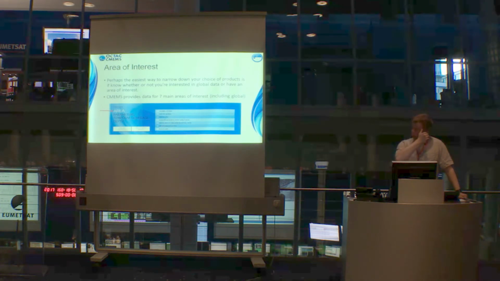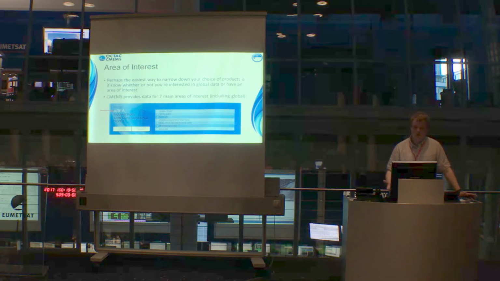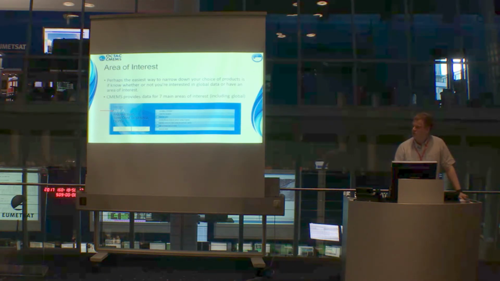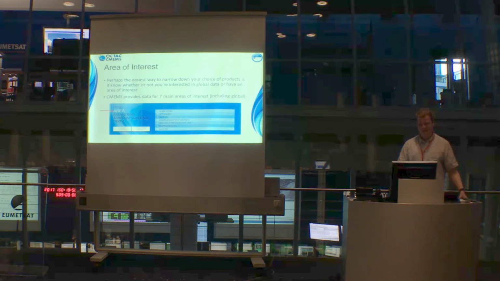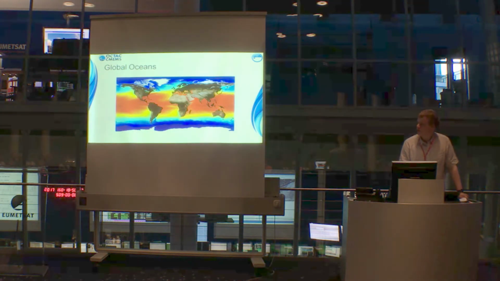So the first one, and possibly the biggest one, is the area of interest. CMEMS itself provides 7 main areas of interest, one of which is global, which is quite a big area. But these include global ocean, Arctic oceans, the Baltic Sea, this is a bit of a mouthful, the European Northwest Shelf Seas, and the Iberia, Biscay, and Ireland regional seas. And then you've got the Mediterranean Sea and the Black Sea following on from there. These are just some examples to show.